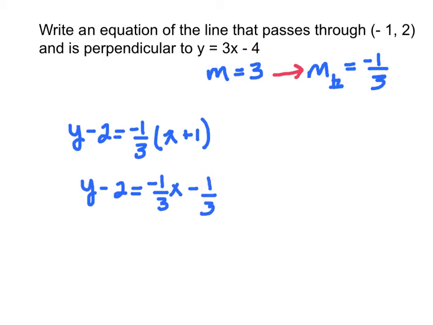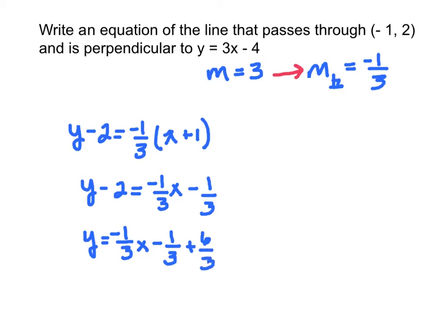Because I'm going to add 2 to both sides, I'm going to have to do it in the form of a fraction and with a common denominator using the 1/3. So this will become y is equal to -1/3 x minus 1/3 plus, and instead of writing that as 2, I'm going to write it as 6/3.